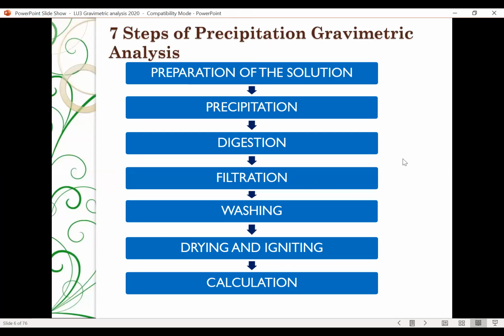These are the 7 steps of precipitation gravimetric analysis. The first step is for you to prepare the solution. Just now we had the Pb2+ salt. We form the solution of the Pb2+ salt, right? And then we add the precipitation reagent. This is step 2, the precipitation process. And then the digestion process.